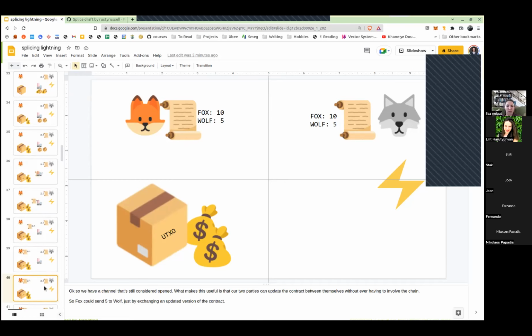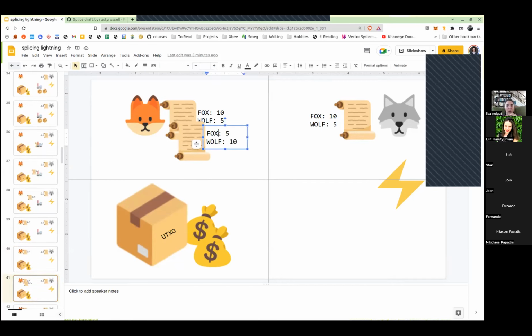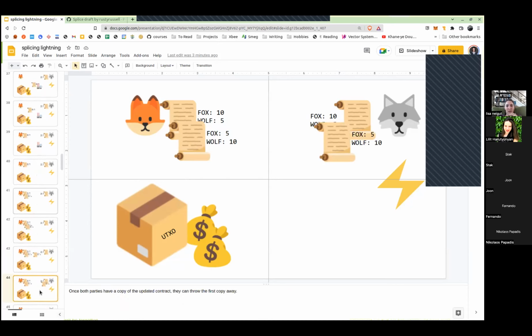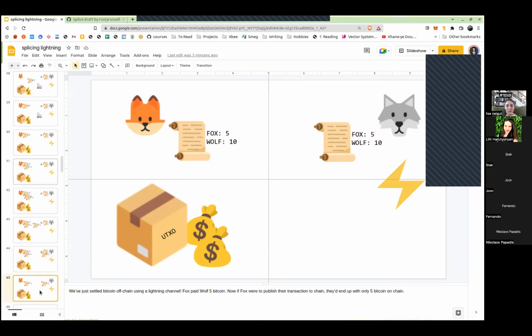So the way that Bitcoin moves between two parties in Lightning is that all the two parties have to do is exchange updated versions of the contract. So let's say that Fox decides to pay the Wolf 5 Bitcoin. They would create a new version of the contract where the Fox only has 5 balance and the Wolf has 10. And then they would make another copy of that and send the new copy of the contract to the Wolf. The Wolf has an opportunity to sign off on it, say this looks good to me. So once both of them have exchanged signatures for the new contract, they can throw the old copy away.